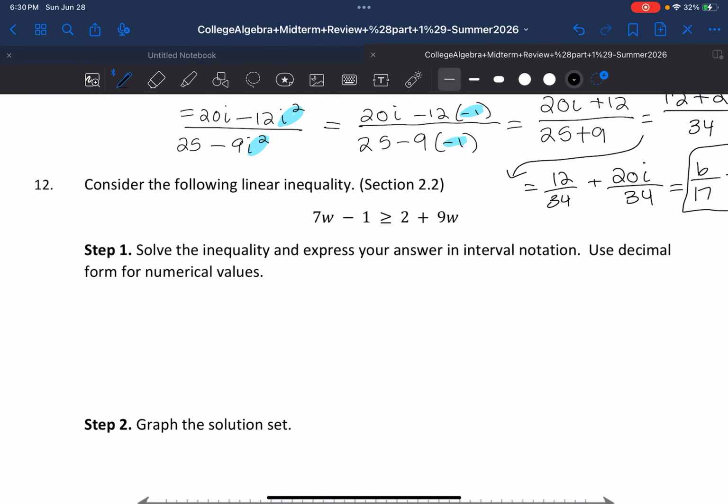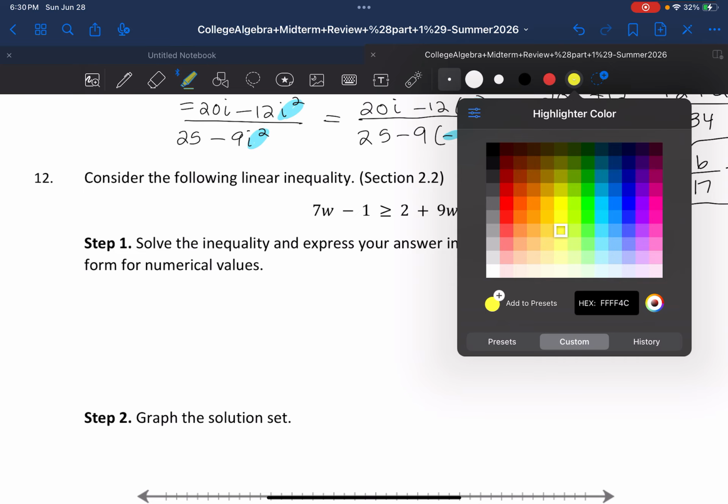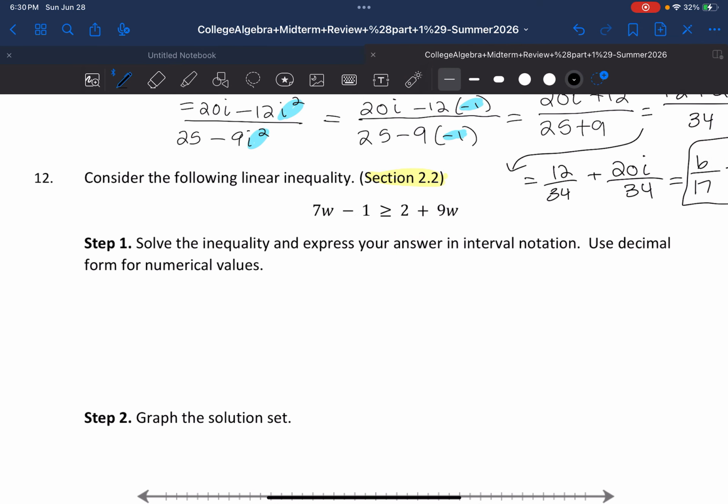All right, number 12. Now we are moving into section 2.2. So this one's going to be broken down in steps for you, even on the midterm. So it says, step 1, solve the inequality and express your answer in interval notation. Use decimal form for numerical values. So I'm just going to rewrite this inequality down here, and we're going to start to solve it.